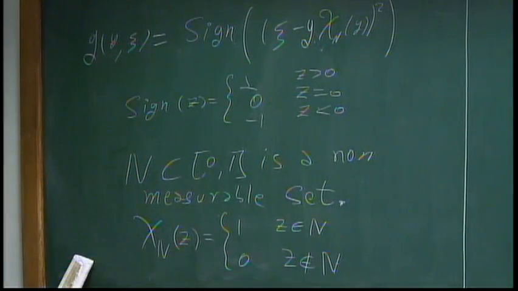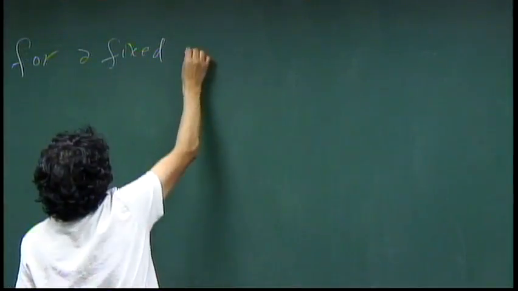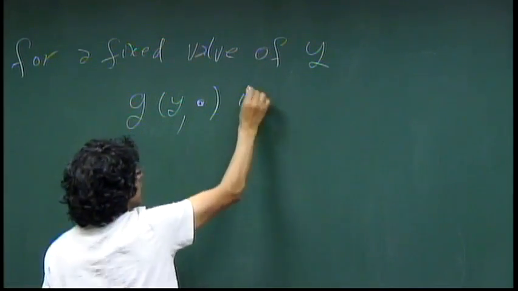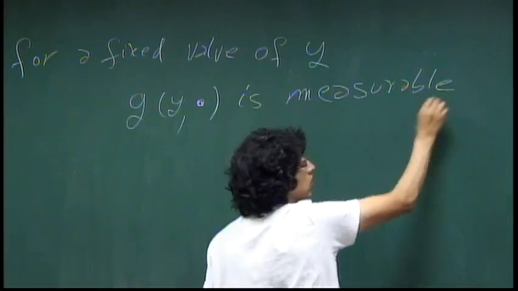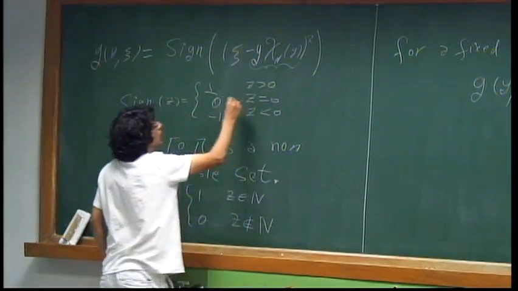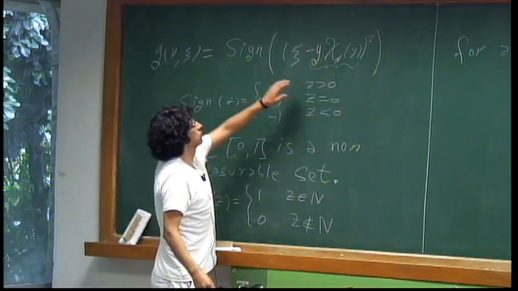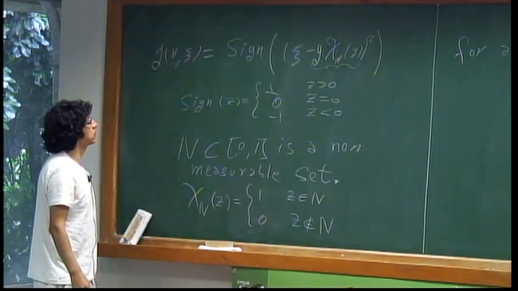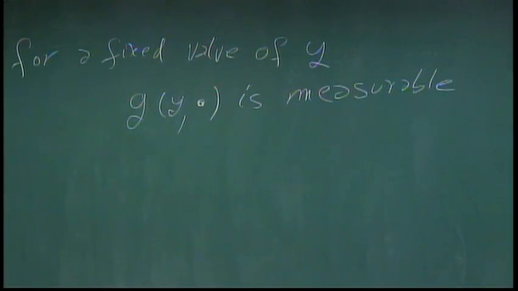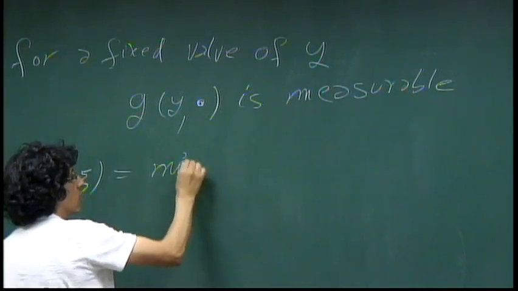So as you can see, for a fixed value of y, you have that this is measurable, because when you fix y, all this expression is fixed, and you only have this random variable, so there's no problem. It continues being a random variable when applied with this function. But if we solve this problem, Q is the minimization of this.